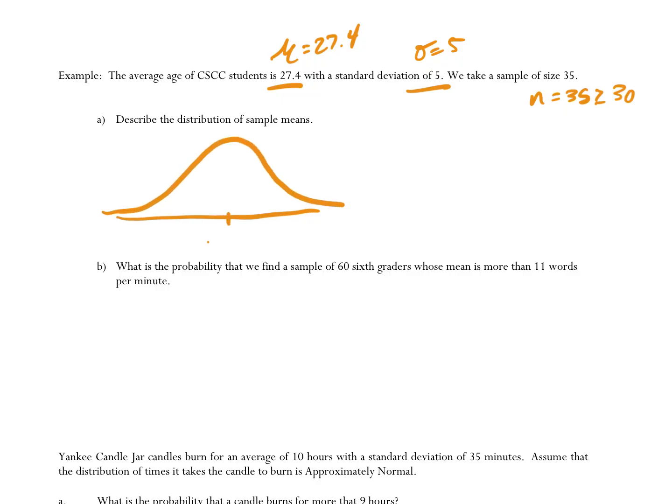My mean of my x bars is 27.4. My standard deviation of my x bars will be, how do I find it? 5 over the square root of 35, which, by the way, is 0.845. The picture describes it: I can see the shape, the center, and the spread. Everybody good? What is the probability?